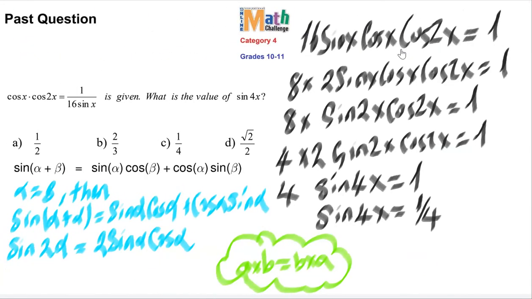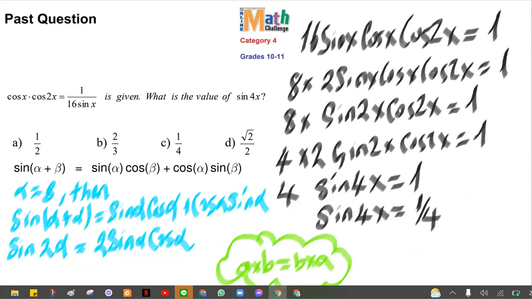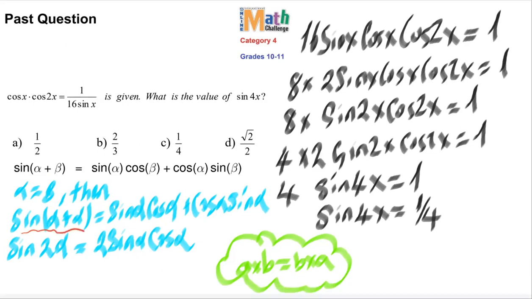Okay. And is it finished? Okay, 1 minute. Yes, this is our final question for today from category 4. It's from trigonometry and it is related to double angle rules. So if you don't know, just to remember, please check this.